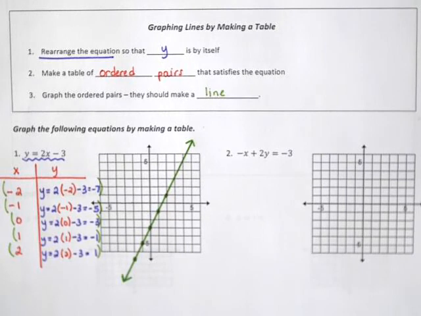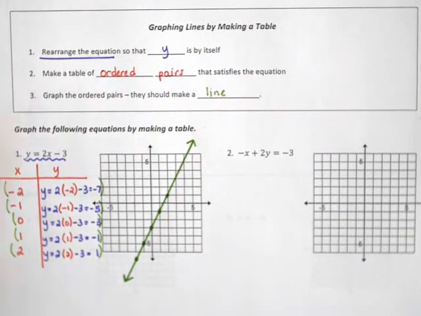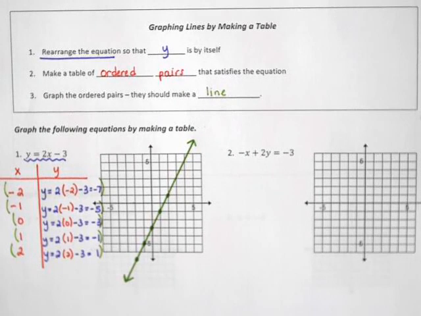If we wanted to, we could make this table go on forever and ever and keep adding numbers. The line represents all of those ordered pairs without us having to make a super long list. It just shows us visually what ordered pairs we have instead of having to calculate them with numbers. Now that's a pretty straightforward example. Let's take a look at number 2.